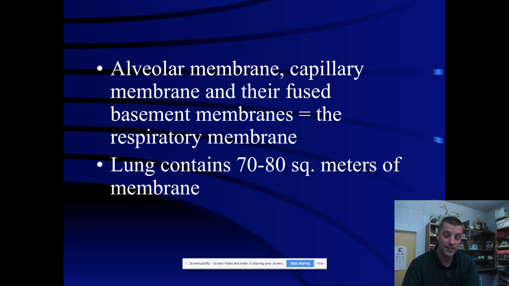The lungs have 70 to 80 square meters. I think the video we watched actually said close to 100 square meters, and there would be some variation. You can imagine that in body size, someone who's much larger and has a much larger thoracic cage is going to have bigger lungs that have more surface area. But the critical part for you to understand about that is that surface area is the key.